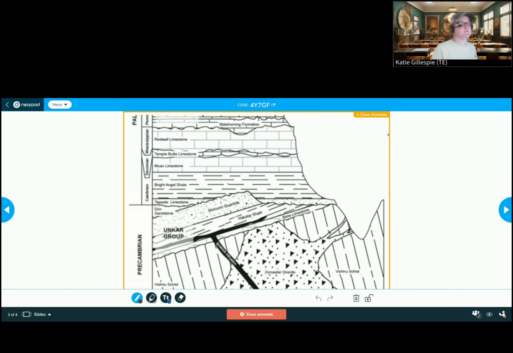Yes, y'all are getting it. Yeah, the igneous intrusion. So I would be igneous intrusion. That's where that magma is pushing up through the cracks because of the plate tectonics at that time.